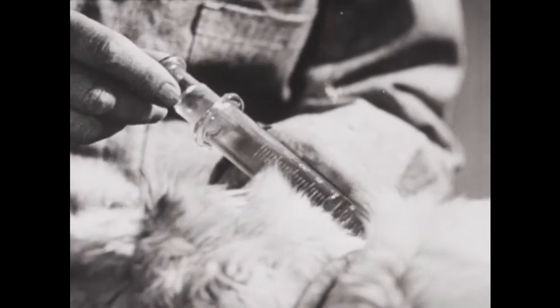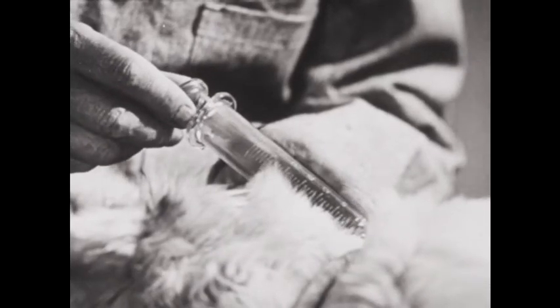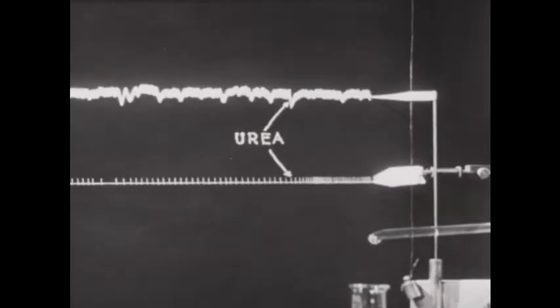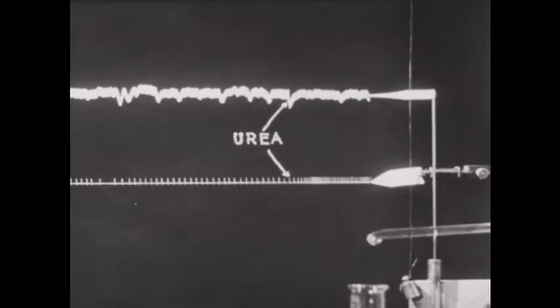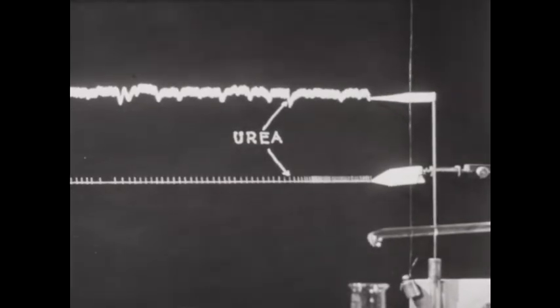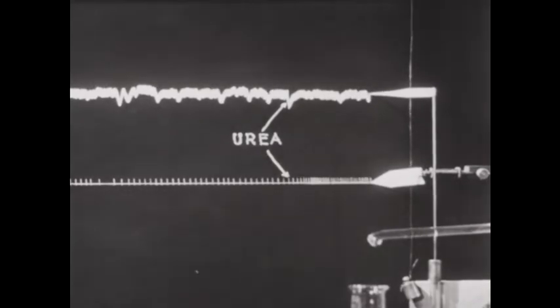In another anesthetized animal, we inject urea, an end product of protein metabolism. The urine flow is increased. The kidneys remove the excess urea, thus helping to keep the blood composition constant. This takes more water from the blood, hence more urine is produced.